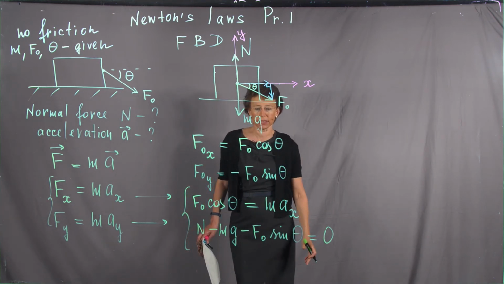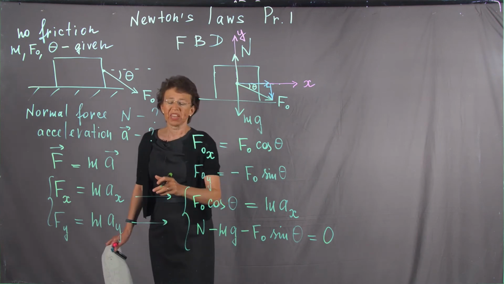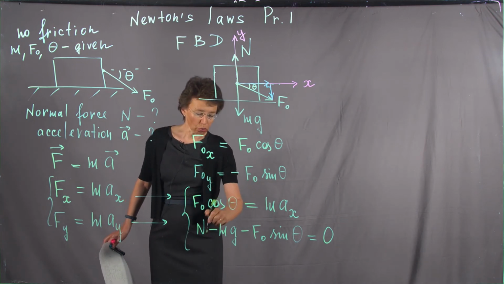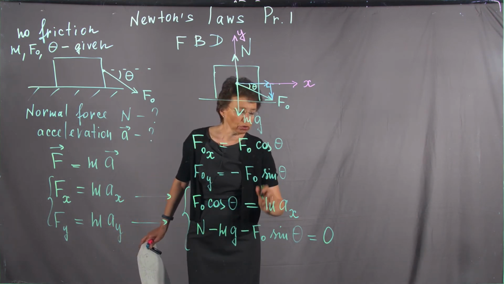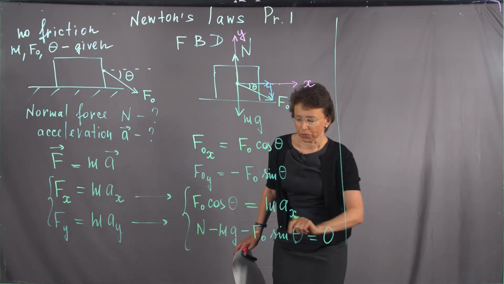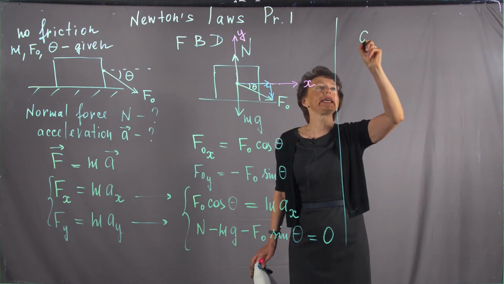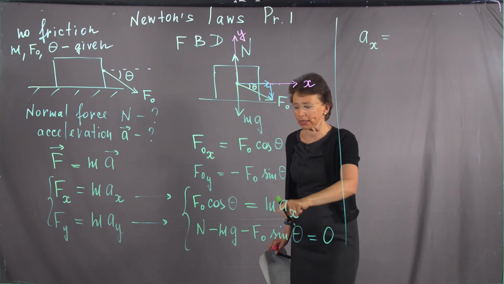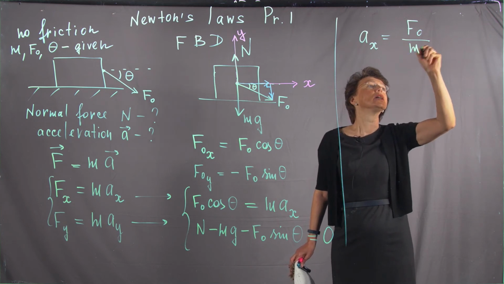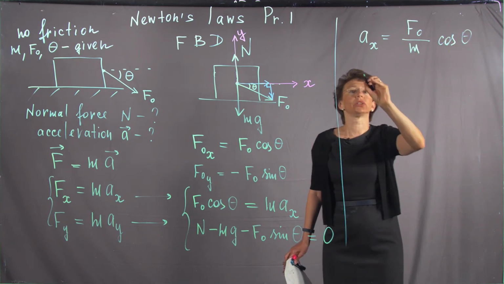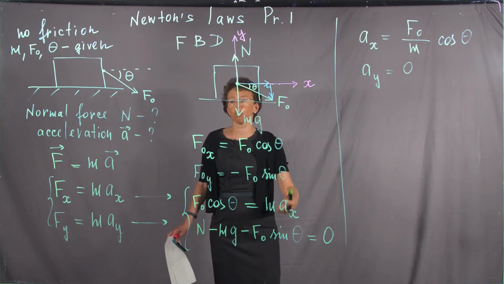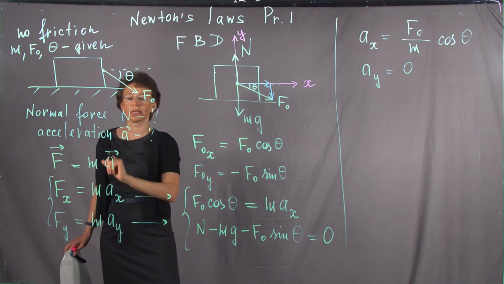This is again my system of equations. Now let's recall what we are looking for. I have two equations, 1 and 2, and I have two unknowns. I don't know normal force and I don't know acceleration a x. So two equations, two unknowns, we can solve it. From the first equation, I will immediately find x component of acceleration. A sub x is F naught over m cosine theta. And as we just discussed, y component of acceleration is 0. So we know both components of acceleration. We know the acceleration vector.